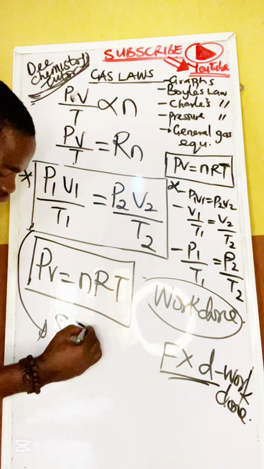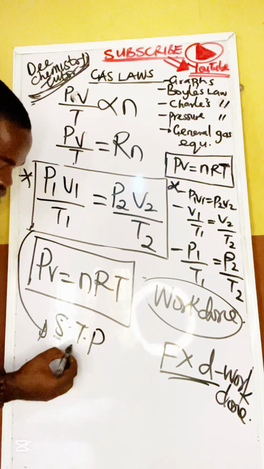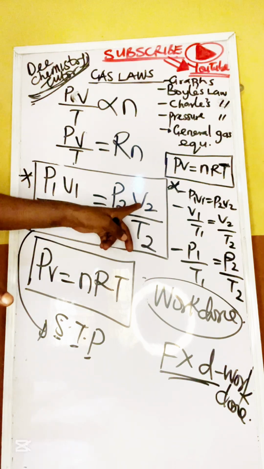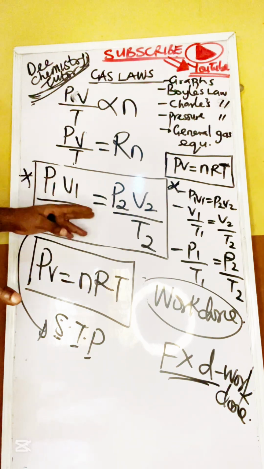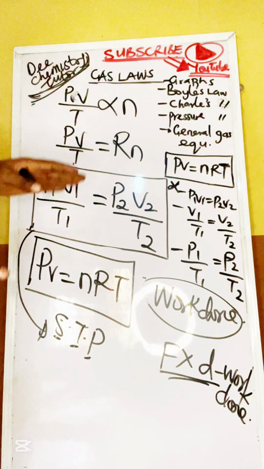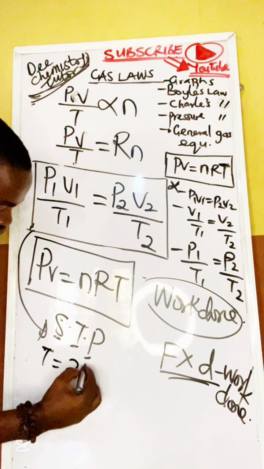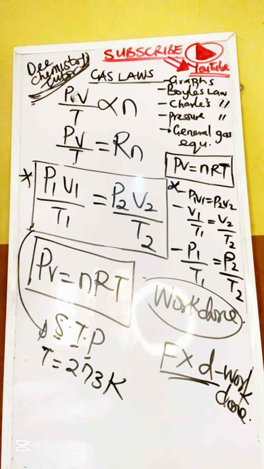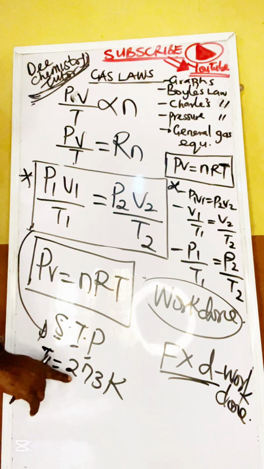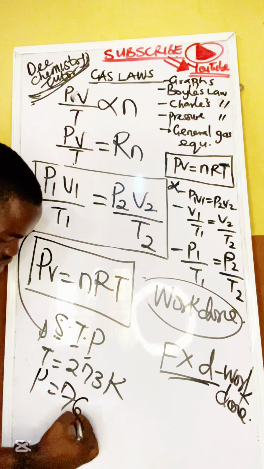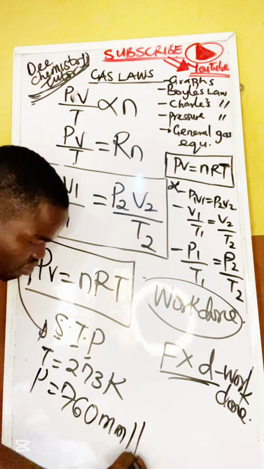At STP, the word STP means standard temperature and pressure. So there's something called at STP. Now, at STP, it depends on what the pressure or the volume is being given. But don't forget that at STP, the temperature is 273 Kelvin. That's the first thing you have to understand. So if I give you at STP, what will be the temperature? 273 Kelvin. While the pressure at STP is 760 millimeter of mercury.